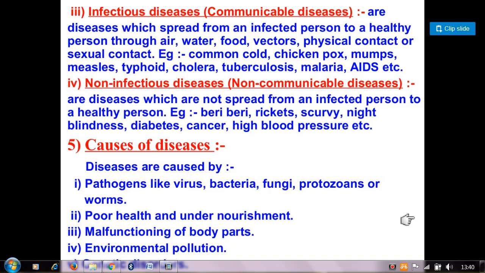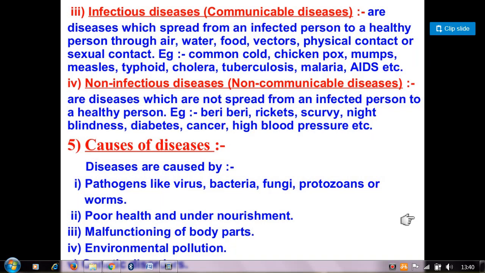Now infectious diseases are also known as communicable diseases. These diseases spread from an infected person to a healthy person through air, water, food, vectors, physical contact or sexual contact. So there are various means through which these diseases are spread. Such mediums could be air, water, food, vector, or any physical contact or sexual contact with the person.